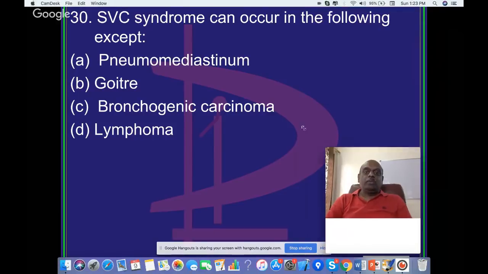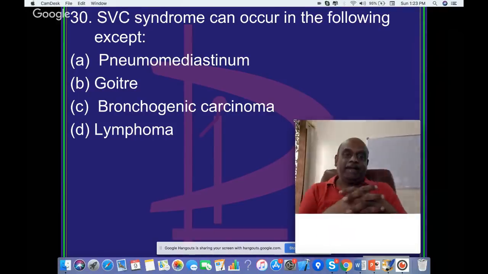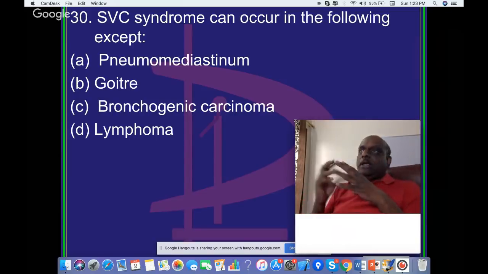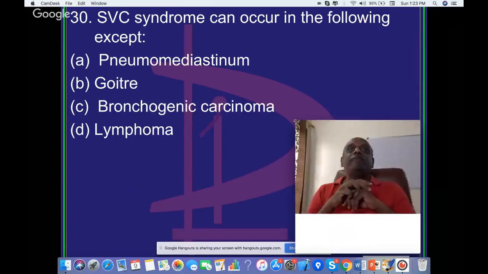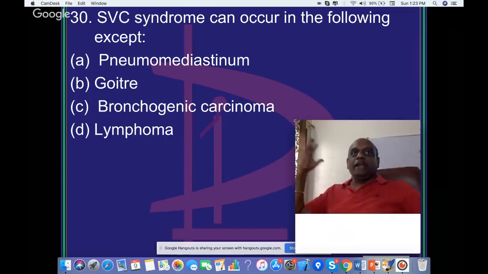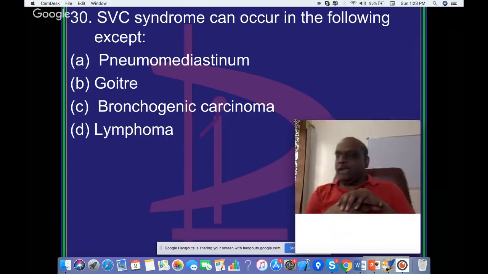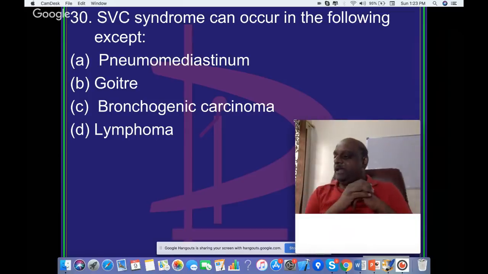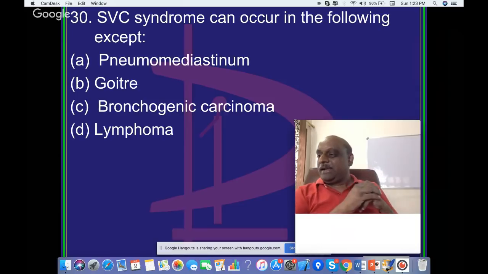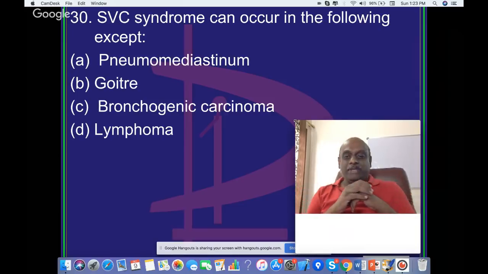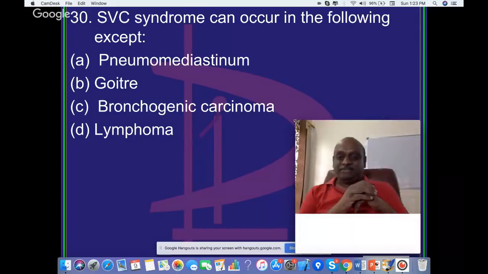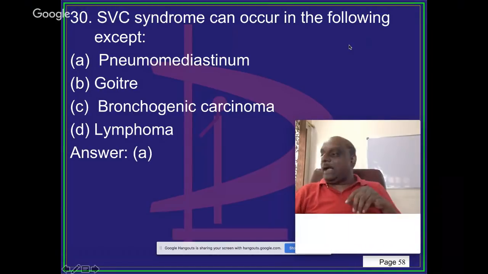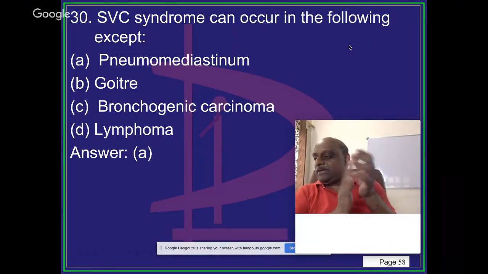SVC syndrome, where does it occur? In all this, you will find SVC syndrome. Patient will have an intense suffocation. If you give steroid, and the underlying cause is lymphoma, it will melt and the patient gets intense relief. Question number 30. Ravi thinks bronchogenic carcinoma, most common cause. Ravi, you can't make this kind of mistake. Now, Rocket Trader is proposing pneumomediastinum. Okay. Let's see what is the answer. Absolutely, Rocket Trader, Jindabad, Jindabad.